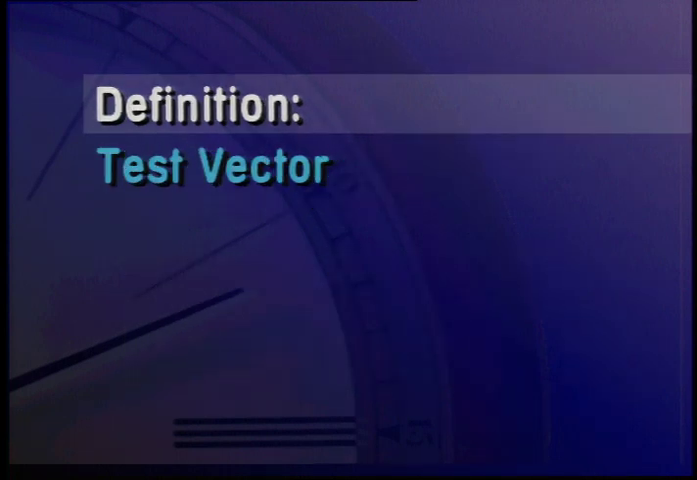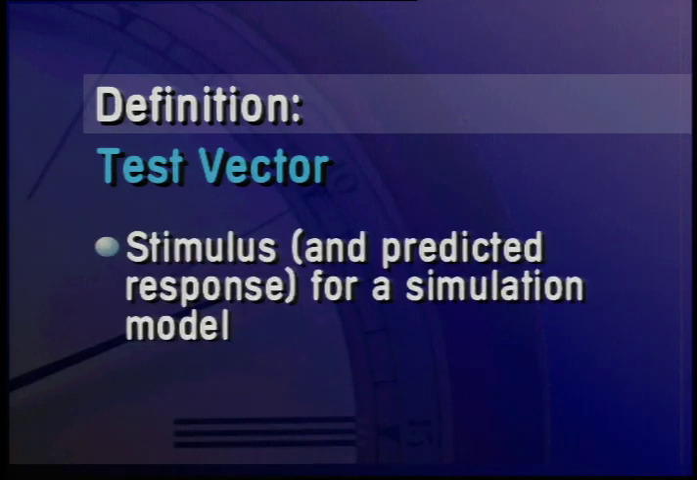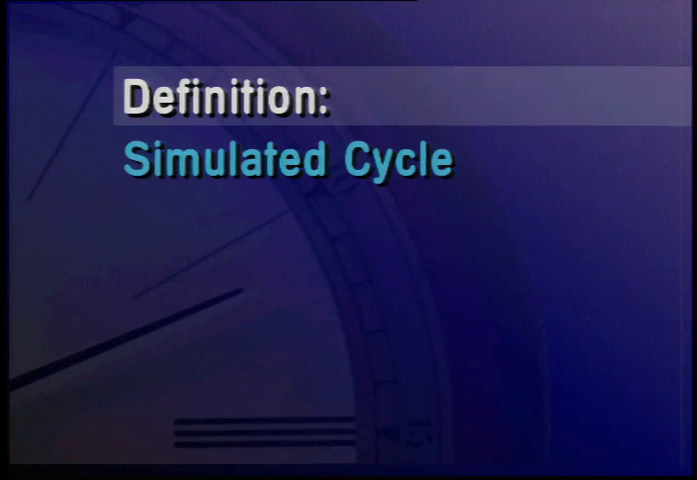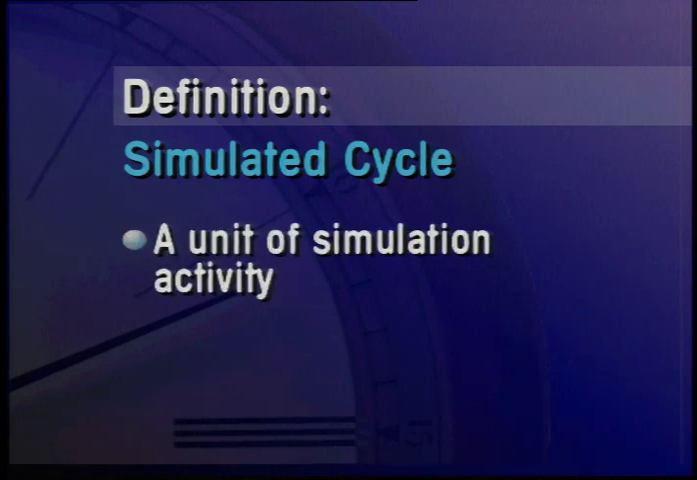We often refer to stimulus as test vectors, or sometimes just tests. A test vector usually includes both the input stimulus and the expected response, or output. Ultimately, tests must be derived from the specification of the system. We refer to the simulation activity generated by the stimulus as simulated cycles. This term comes from clocked logic, where the activity of the system is governed by clock cycles.